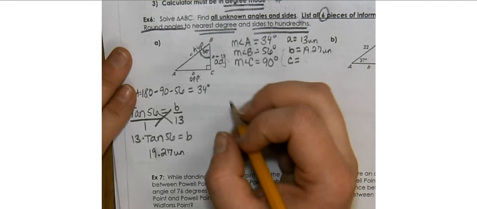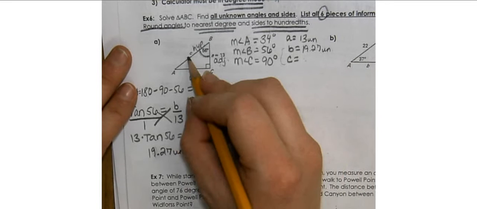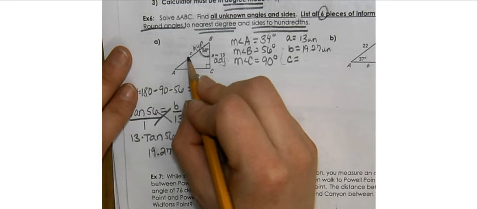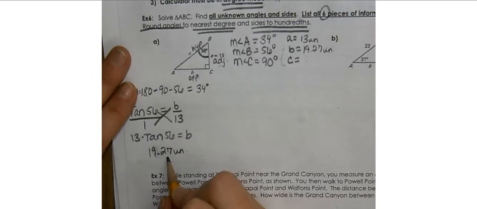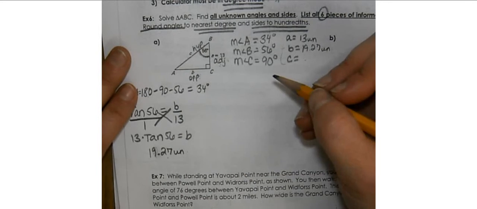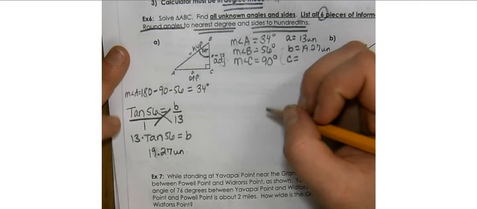So now that I know what my opposite is, I now need to find my hypotenuse. Once again, use given information. Do not use this 19.27. What if you made an error? Now the next number is going to be an error as well. So you always want to use given information.